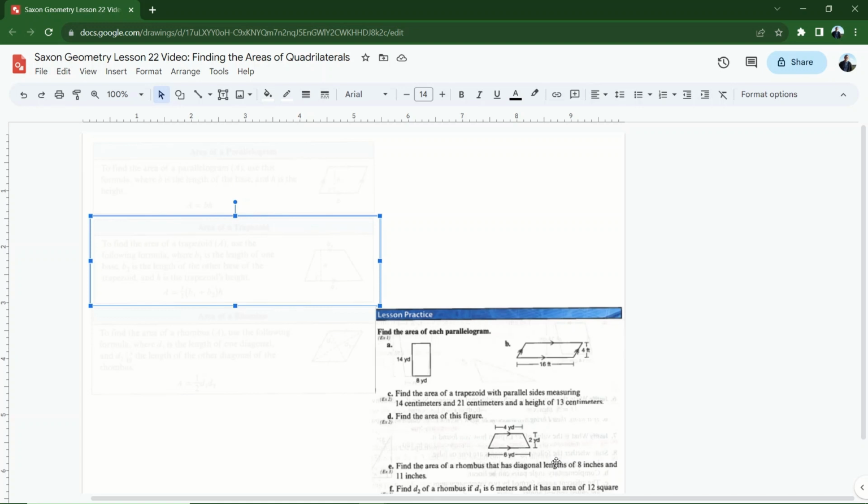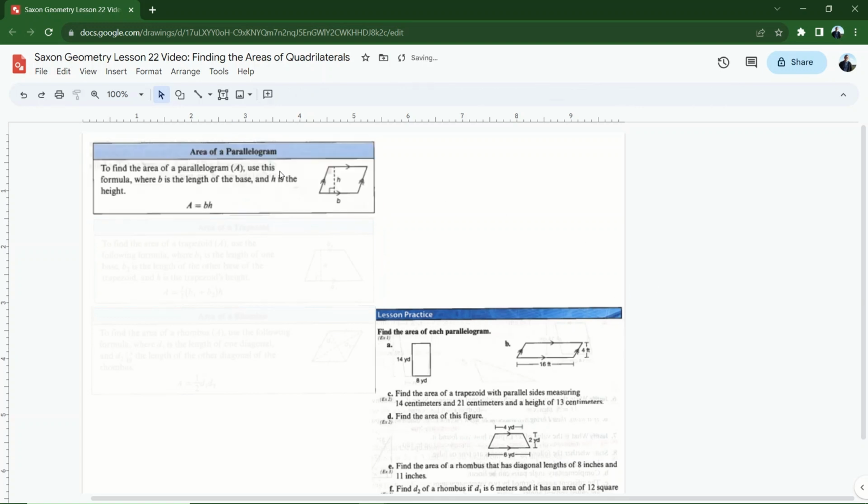These are formulas that you should be able to commit to memory. None of them are really that hard. The trapezoid is the hardest, but none of them are really that hard. All right, let's get started. First of all, let's talk about the area of a parallelogram. The area of a parallelogram is simply base times height.